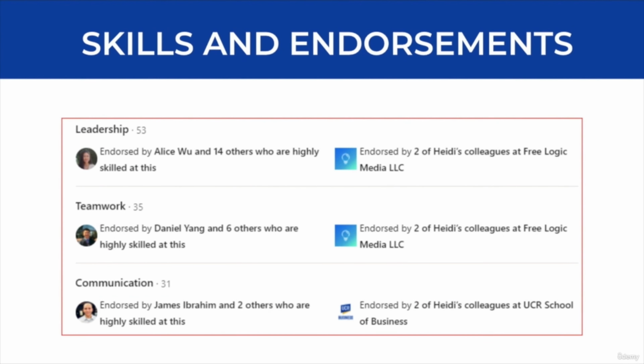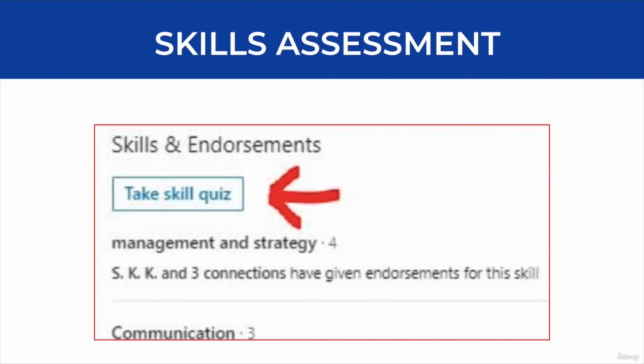Skills and endorsements. Mention your relevant skills. Ask for endorsements from people you worked with or your known connections. Carefully decide which endorsements to show on your profile and which to hide. Skills assessment. Take skill assessment by clicking on this tab. Get the skills badge to stand out from the crowd. Verified skills tend to get more attention compared to not verified ones.